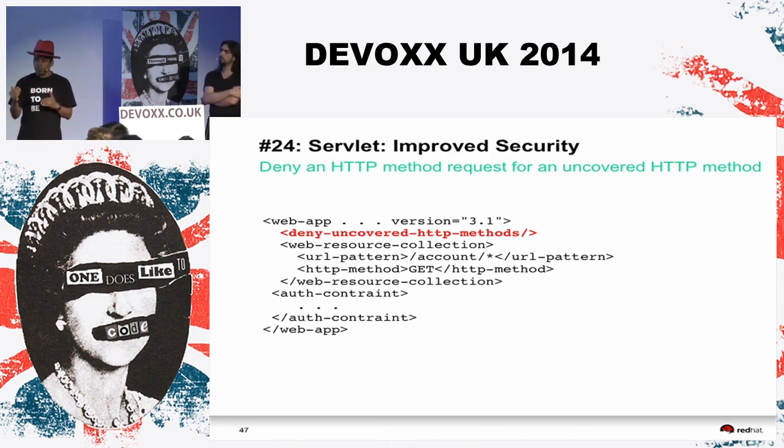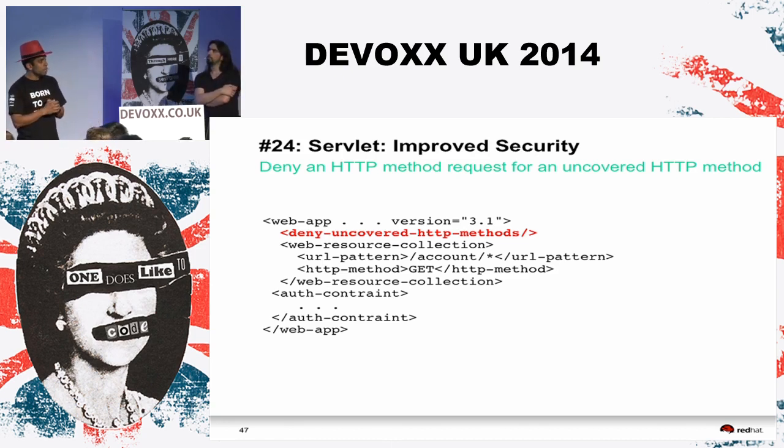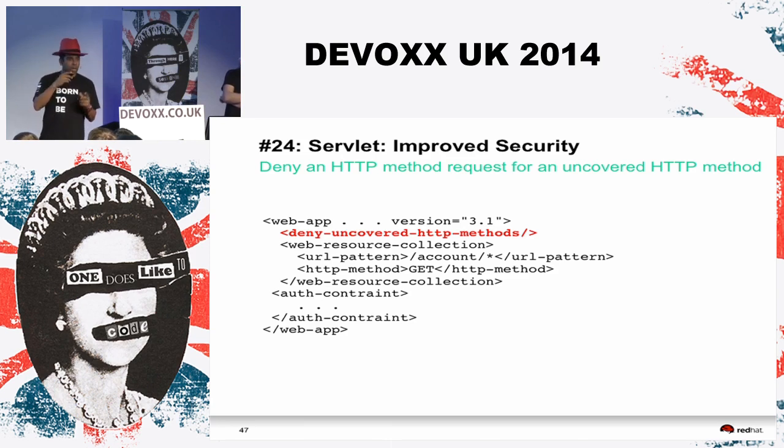But just to keep backwards compatibility, Servlet 3.1 added this element called deny uncovered HTTP methods. What that means is, I'm covering GET, but everything else that is uncovered, you automatically restrict. That means you need to explicitly poke a hole in web.xml if you want to expose them somehow.